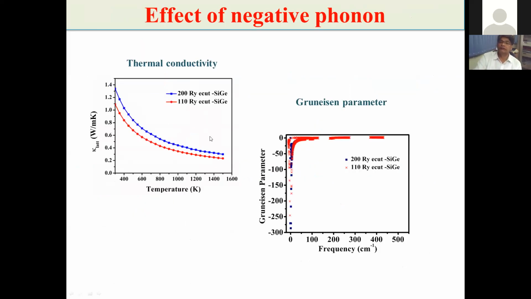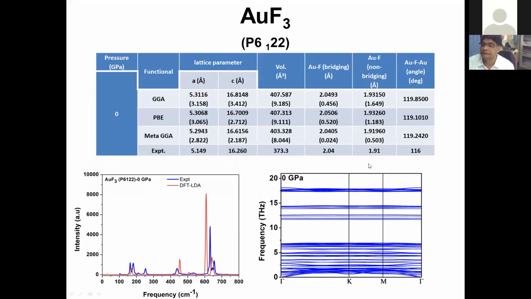So this is thermal conductivity. You can see that it matters, right? When we calculated at 200 Rydberg, in the stable case the thermal conductivity is higher, and when it is unstable, the thermal conductivity is lower, right? Of course, having lower thermal conductivity is good, but the structure will not be stable, and therefore it is of no use, right?